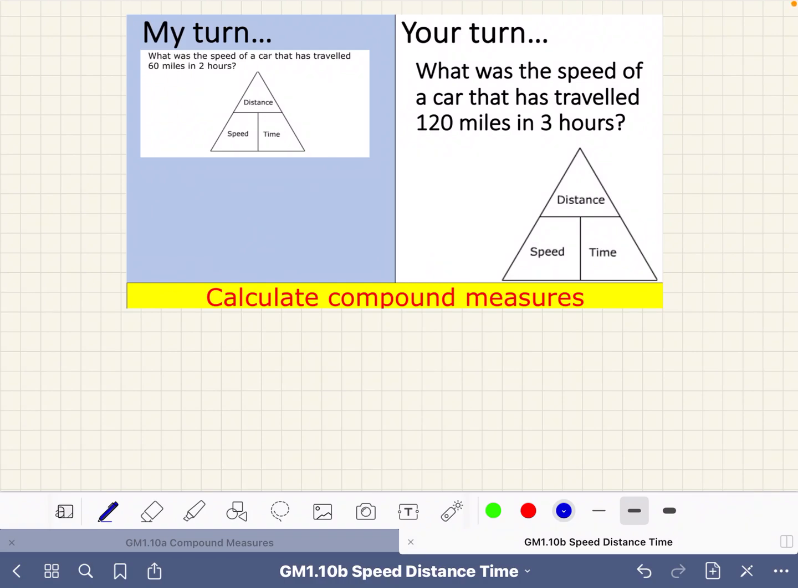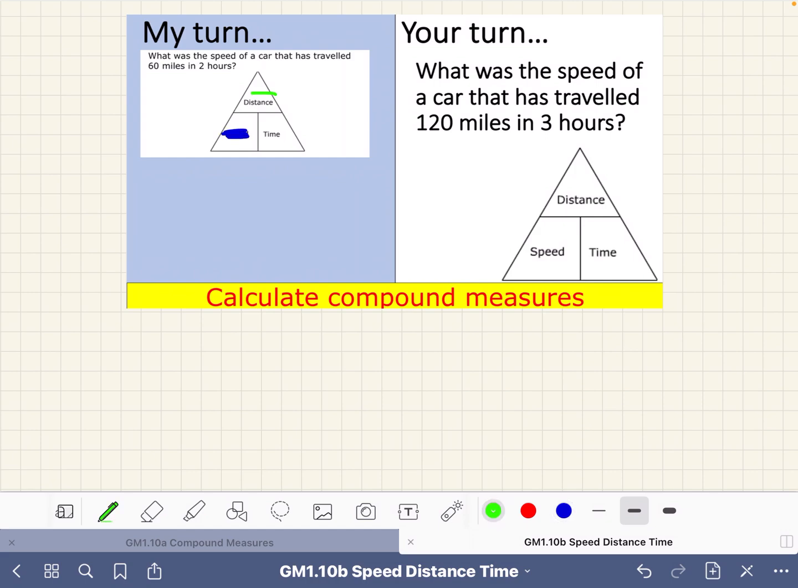In this example, we have a recap of using the formula triangles to find speed, distance or time. What is the speed of the car that has travelled 60 miles in 2 hours? So that means we are looking for the speed.